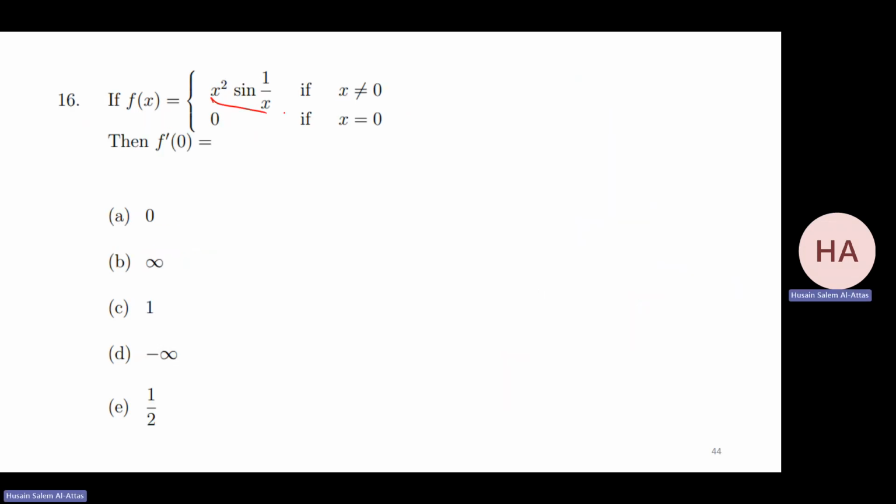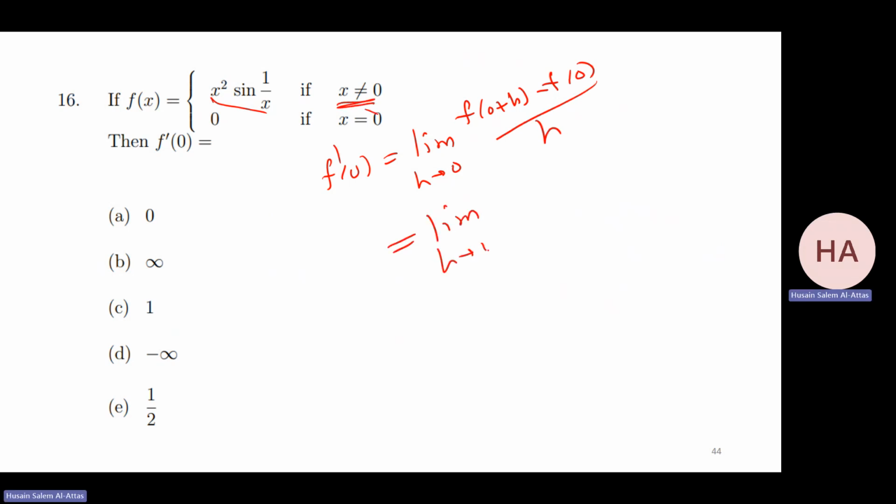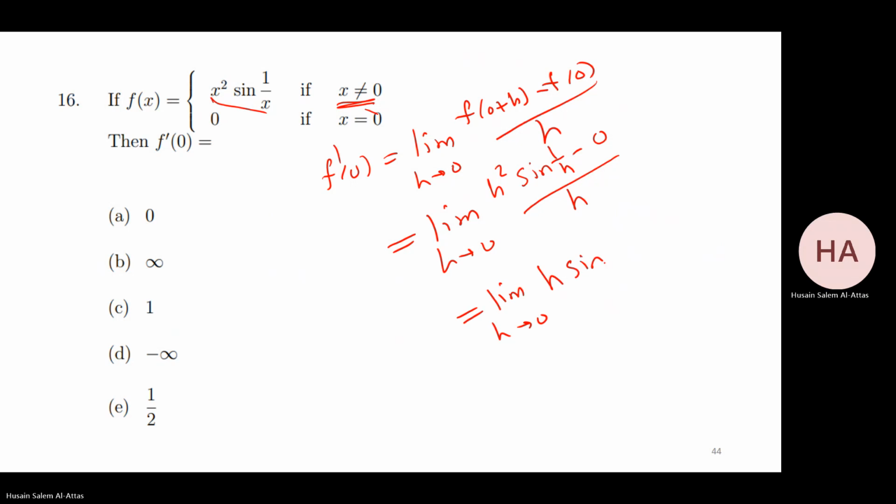The same thing here. F prime at 0 will be limit h goes to 0, f of 0 plus h minus f of 0 over h. No need for left and right. That means limit h goes to 0, h squared sine 1 over h minus 0 over h, and that will be limit h goes to 0, h sine 1 over h, which is equal to 0 by sandwich theorem. So this is equal to 0.